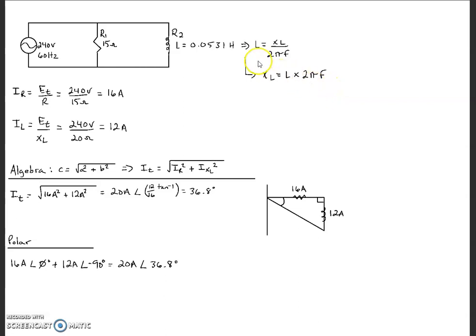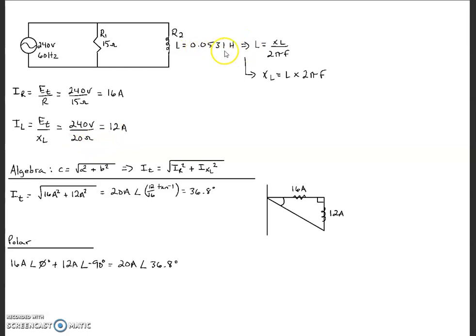So when we did the series, we had the inductance of the coil is XL over 2 pi f. And then what we'll do is we'll just invert this formula a little bit, and we end up with XL equals L times 2 pi f, which means we will take the inductance and we'll end up with 20 ohms.